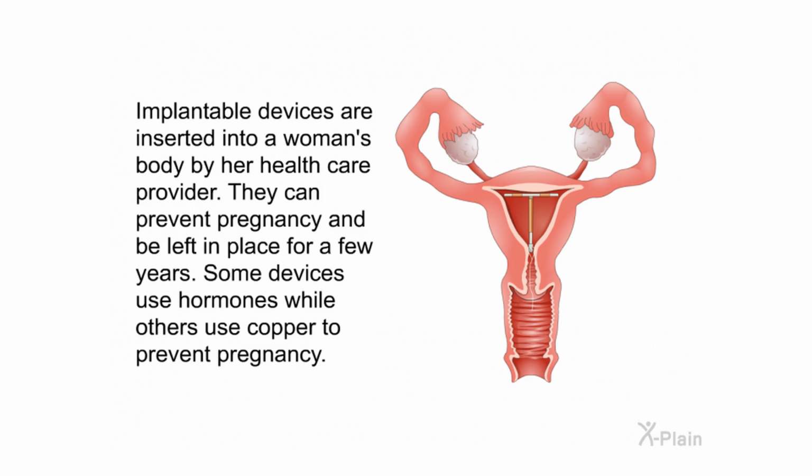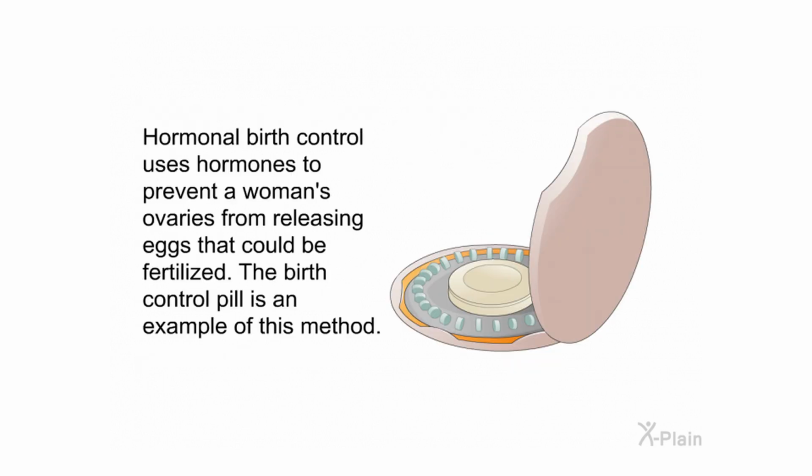Implantable devices are inserted into a woman's body by her healthcare provider. They can prevent pregnancy and be left in place for a few years. Some devices use hormones, while others use copper to prevent pregnancy. Hormonal birth control uses hormones to prevent a woman's ovaries from releasing eggs that could be fertilized. The birth control pill is an example of this method.